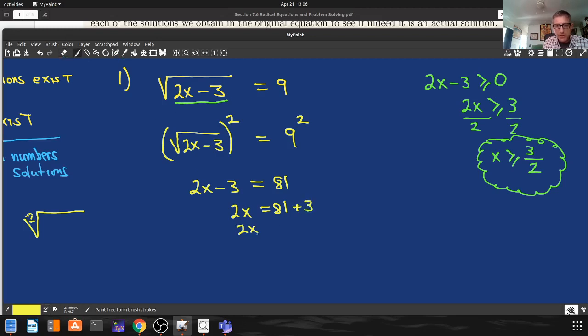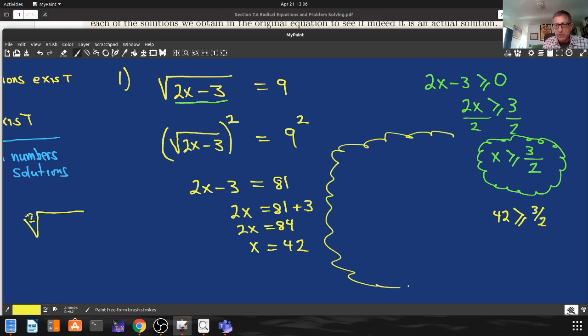Plus 3. So that gives me 2x is equal to 84. And when I divide both sides by 2, that gives me x is equal to 42. And 42 is clearly greater than or equal to 3/2. But let's just do a quick check. The book always wants you to check.